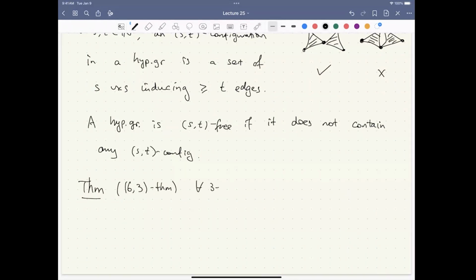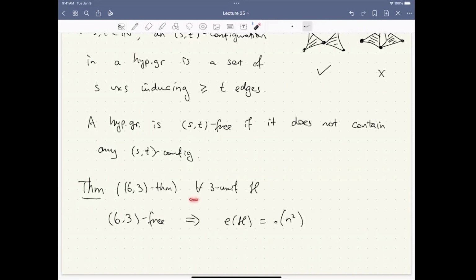For any 3-uniform hypergraph H, 6-3 free implies the number of edges in H is subquadratic. It's very sparse. Remember, a positive edge density in a three-dimensional hypergraph is n cubed. So not only do we have subcubic, we have subquadratic, little o of n squared. We're going to see a proof of this and an application of the 6-3 theorem next time.